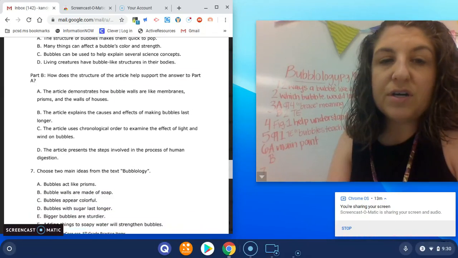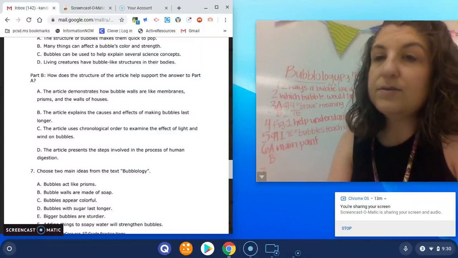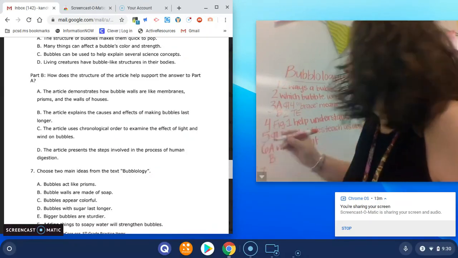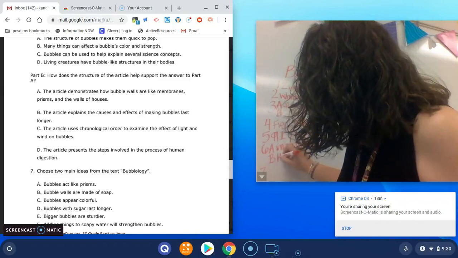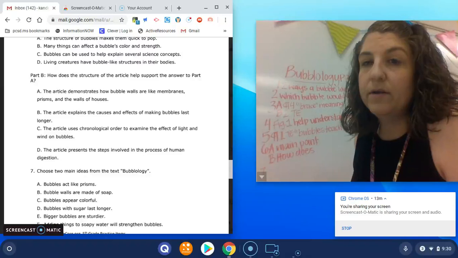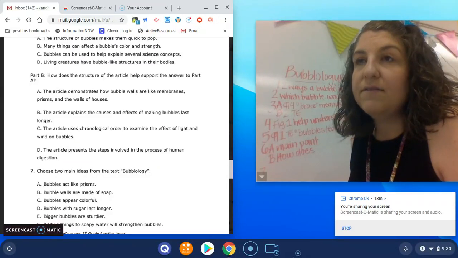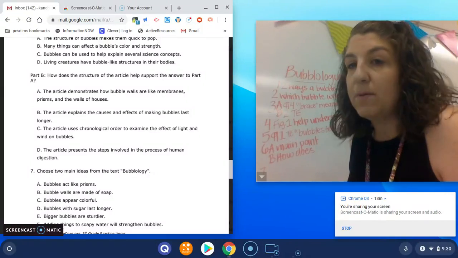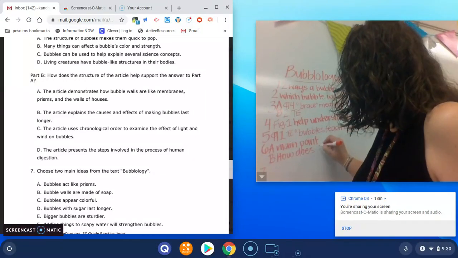Then Part B, how does the structure of the article support your answer? So it's not just asking for regular Part B, regular text evidence. How does structure help support Part A? We know we're talking about text structures here: description, cause and effect, sequence of events, compare and contrast, problem and solution. Remember your text structures.